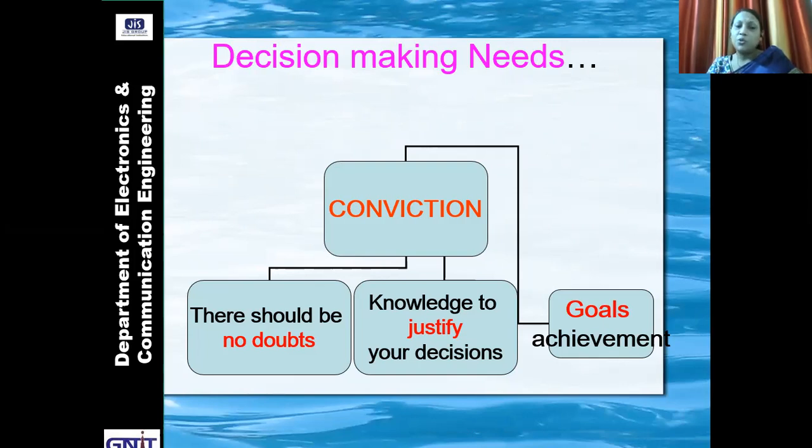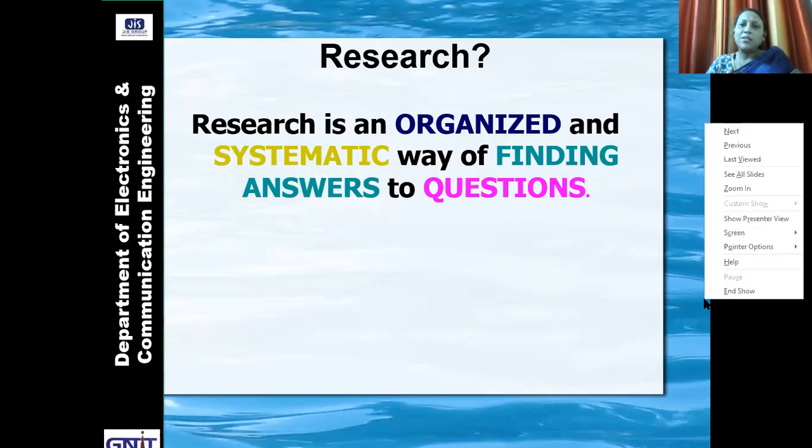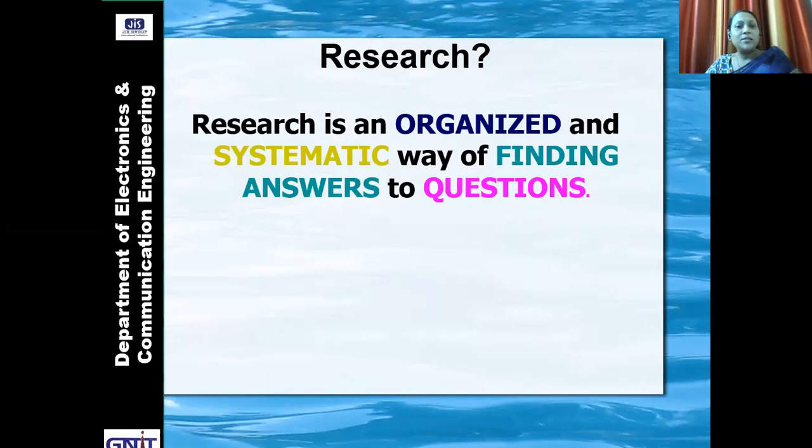First, there should be no doubt. The applicant should be very, very confident. Next is knowledge to justify. The third one is goal or achievement. What is my goal? So research we can again define in another way. That is, research is an organized and systematic way of finding answers to questions.